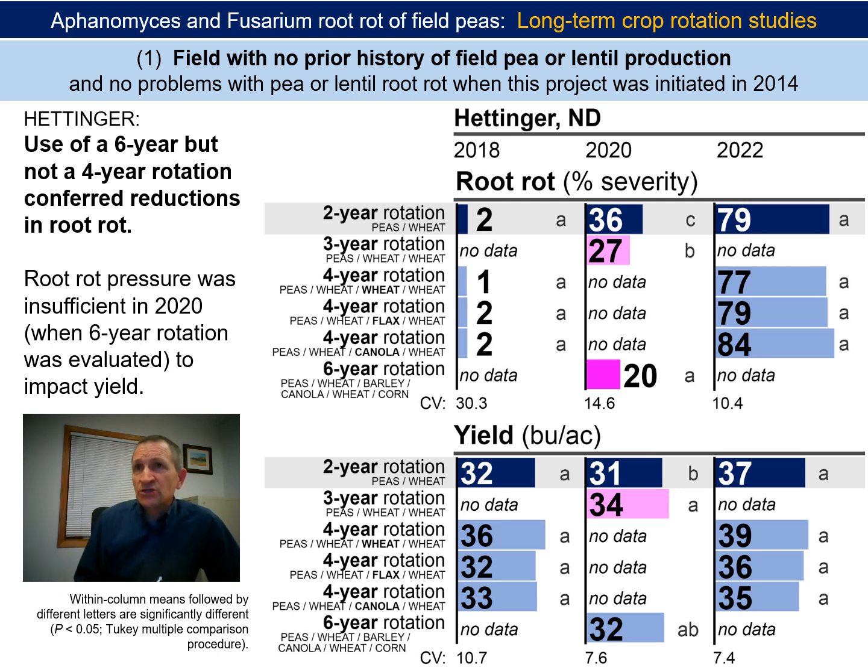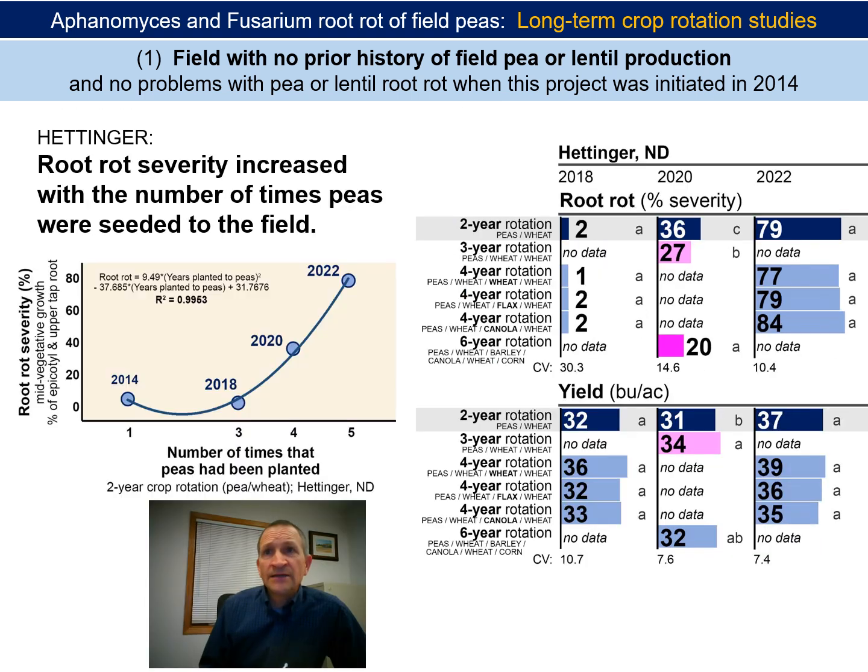In 2022, now the root rot severity was at much higher levels, but there was no differentiation between a 2- and 4-year rotation, i.e. the 4-year rotation wasn't long enough to impact that root rot severity. What you'll notice is that in that 2-year rotation, we went from a 2% root rot severity to 36% to 79% in those 2-year intervals, always assessed at a very similar growth stage, early bloom.